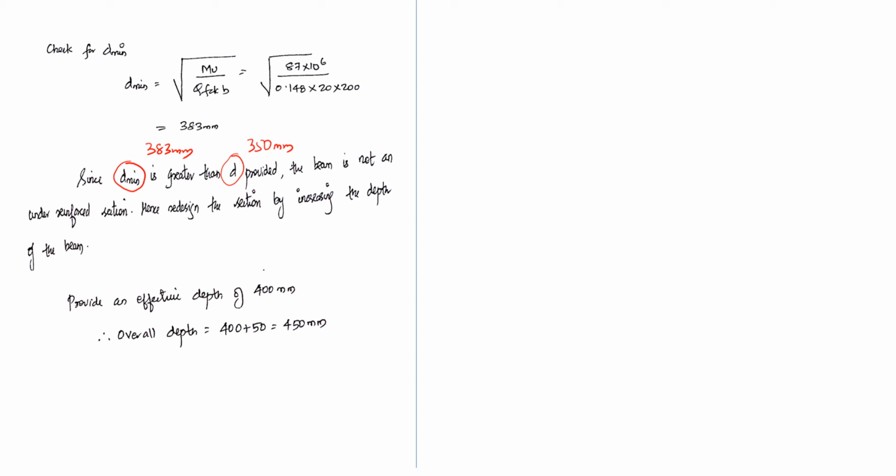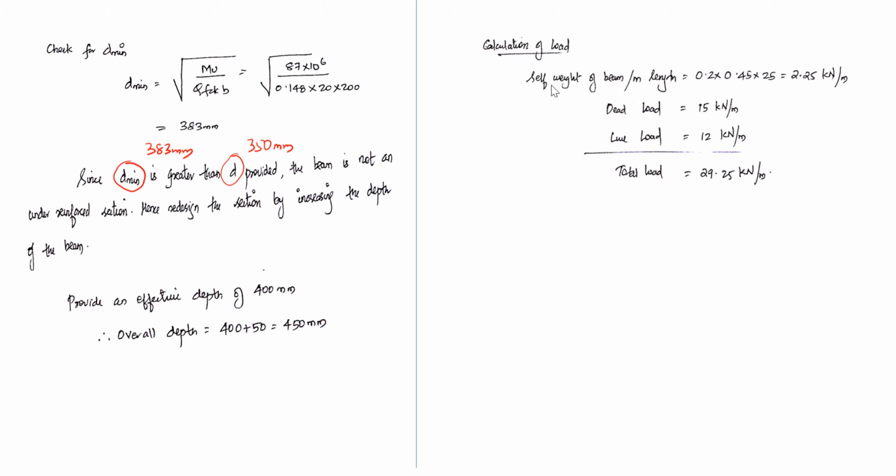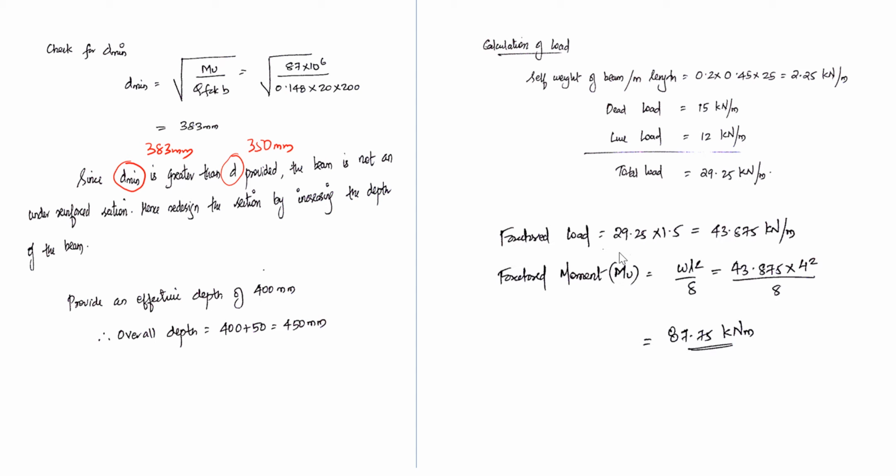The dead load per meter length, that is your self weight, has changed, since the overall depth has changed. So we need to do the calculation for load again. You'll get the self weight of the beam per meter length as 2.25, the dead load same as 15, and live load as 12 kilonewton per meter. You'll get the total load as 29.25, which means your factored load is equal to 29.25 into 1.5. You'll get it as 43.875 kilonewton per meter.